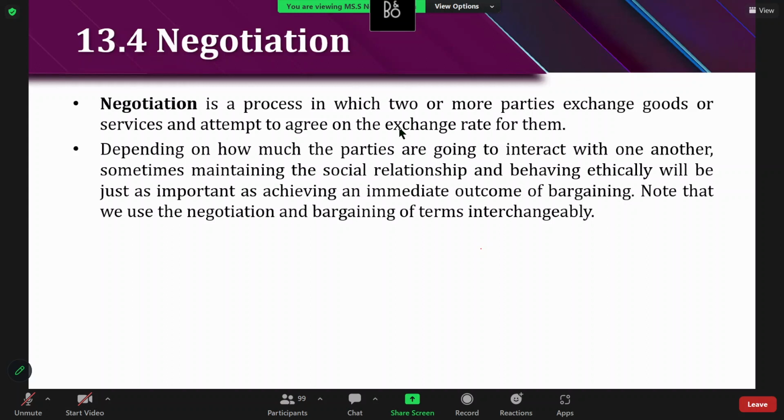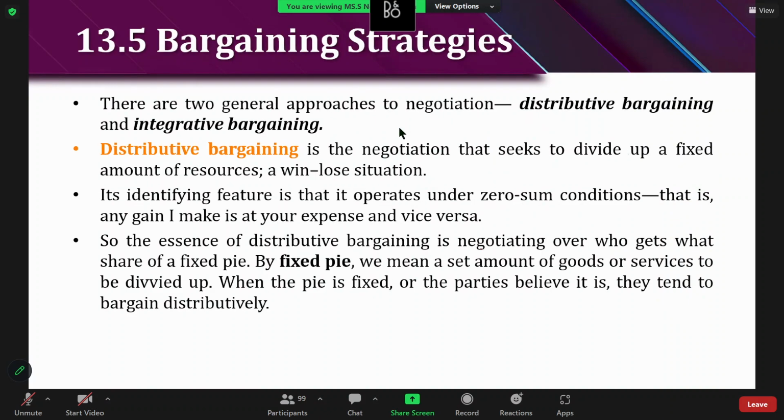So we cannot expect the exchange rate to be achieved at any cost. Though our intention is to agree on the exchange rate, we have to be ethical and maintain the social relationship when we are involved in this bargaining or negotiation process. Okay, so here we use negotiation and bargaining interchangeably. Accordingly, there are two general approaches to negotiation. The first one is distributive bargaining, the second one is integrative bargaining.